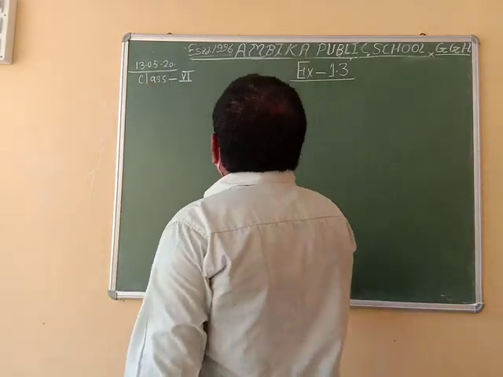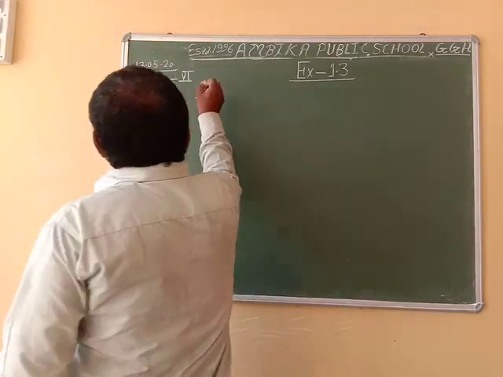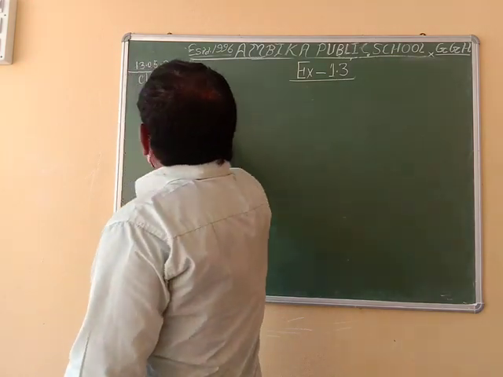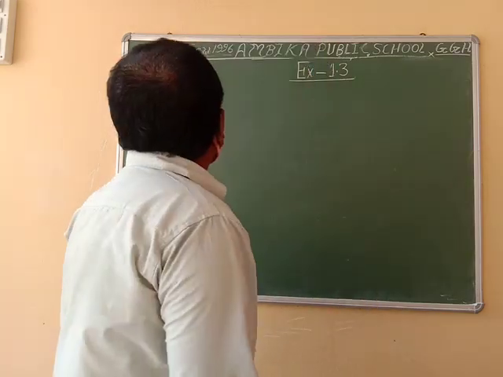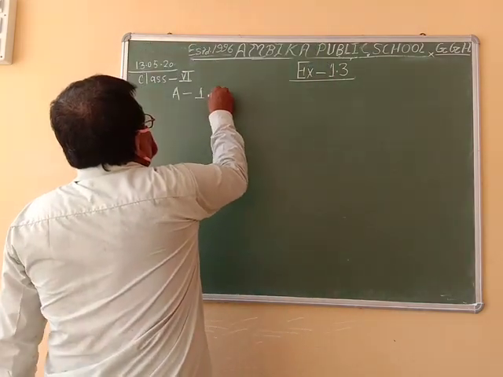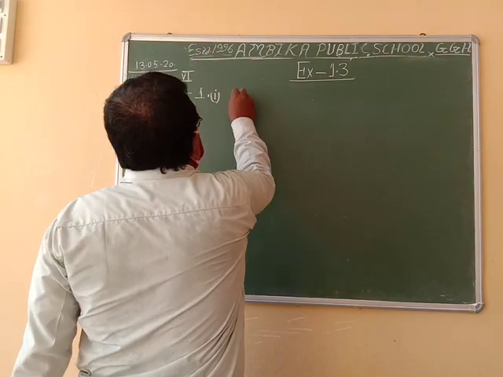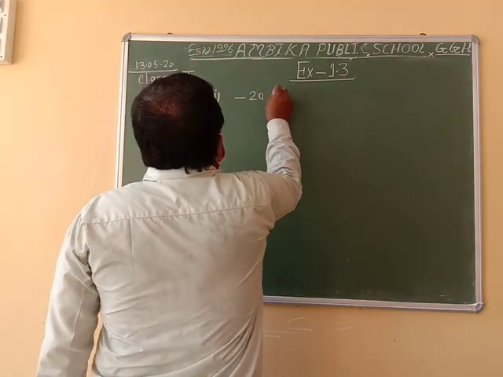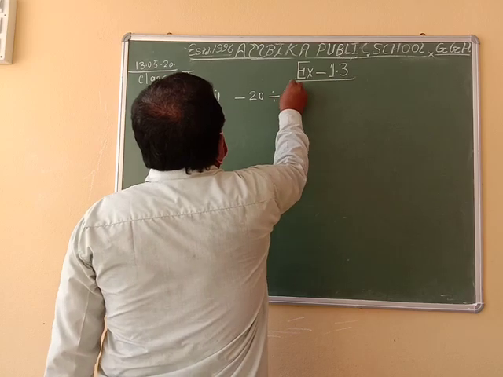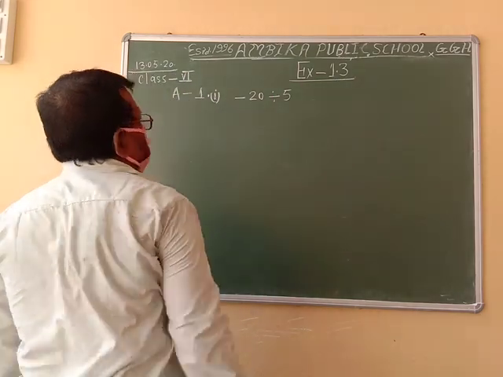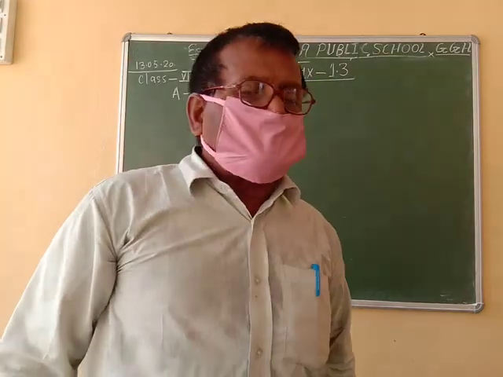In this period, I am going to start exercise 1.3. In question number 1, find the value of each of the following. Minus 20 divided by 5.